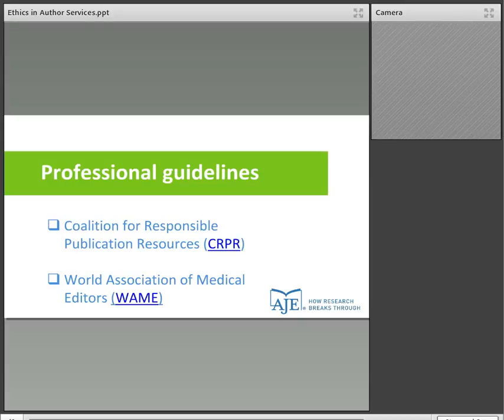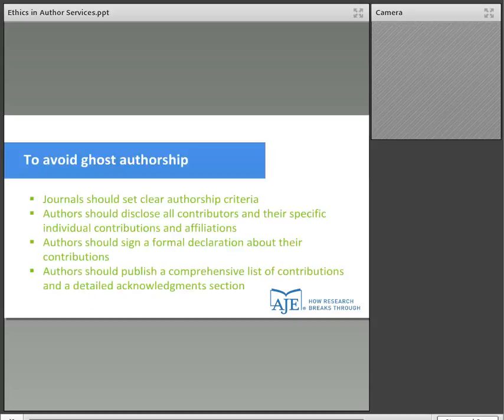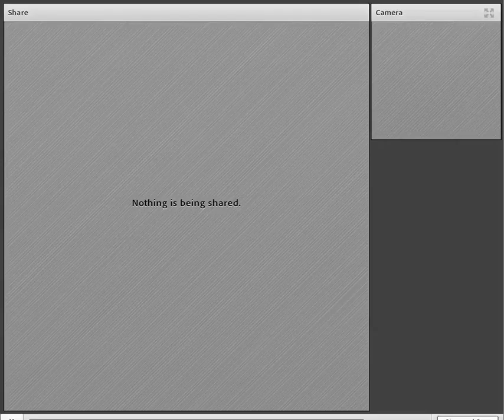And for professional guidelines regarding authorship, I recommend seeing the Coalition for Responsible Publication Resources, the CRPR, links. What it is to be an author: the author should disclose all their contributors and their specific individual contributions and affiliations. And the author should sign a formal declaration about their contributions. So basically, this is a statement saying, we are the ones who did the work, we are the ones who created the content. And the author should publish a comprehensive list of contributors in a detailed acknowledgement section.